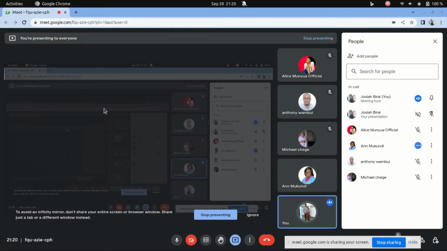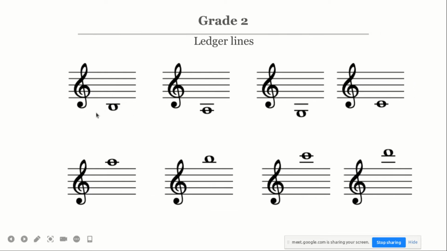So have you got what I just said on the ledger lines? Not yet. Okay, so Alice, kindly help us out. I want you to name the first four notes.